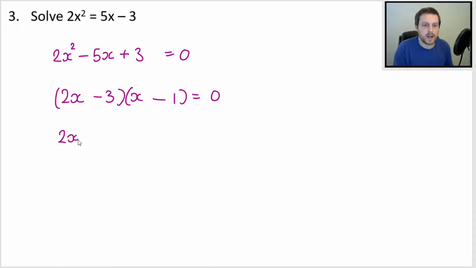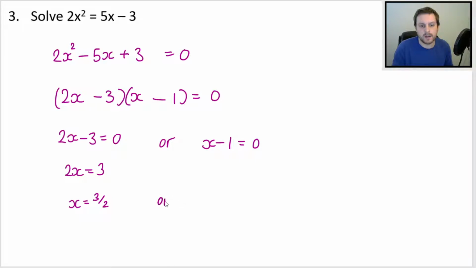So we've got 2x minus 3 is 0, or x minus 1 is 0. So 2x is 3, which makes x be 1.5, or we could just leave it as a fraction, 3 over 2. Or x is 1. There's your 2 answers for that one.